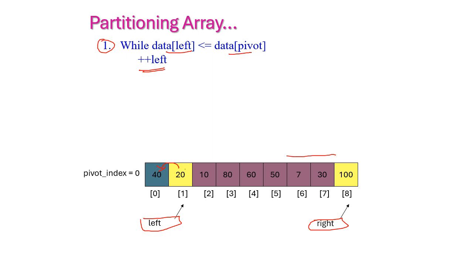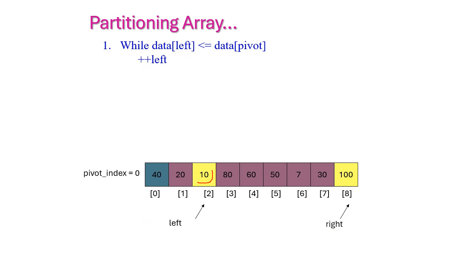Initially the left index value is 20 and the pivot value is 40, but this is less than or equal to the pivot, hence left will be incremented. So now left equals left plus 1. Now we need to check the value. The left index value is 10 and the pivot value is 40, hence left will get incremented again.